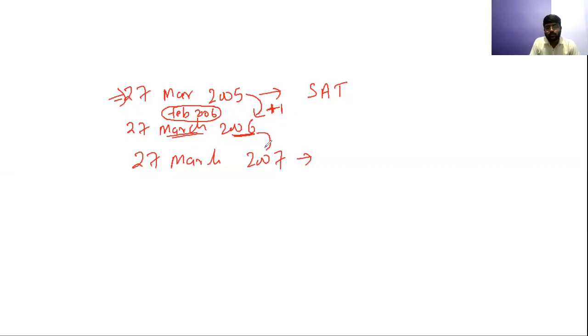When you are traveling from 6 to 7, again you will be crossing the February of 2007, because from 2006 to 2007, I will be crossing the February of 2007 only, and February of 2007 again is ordinary, so I will add 1 here also. So a total of 2 odd days have been added when I'm coming from 5 to 7, and that's why my answer will be Saturday plus 2. Saturday plus 2 will be Monday. So that's your answer for this question.